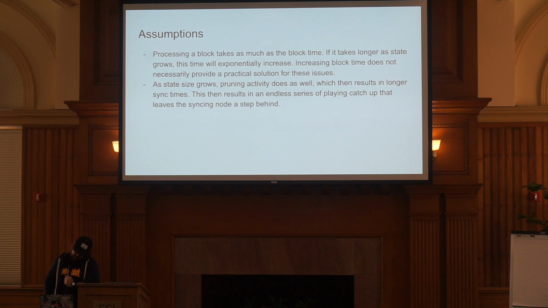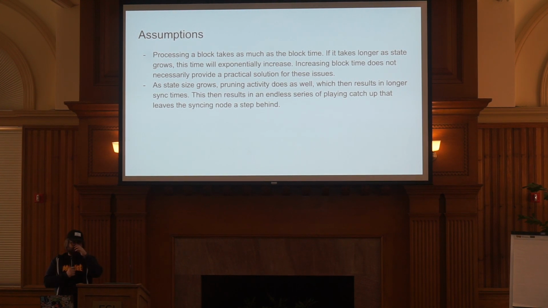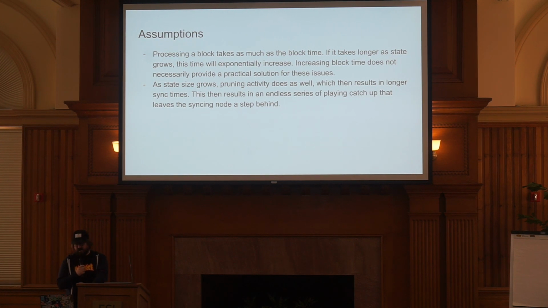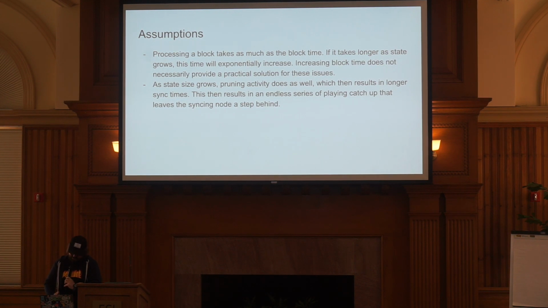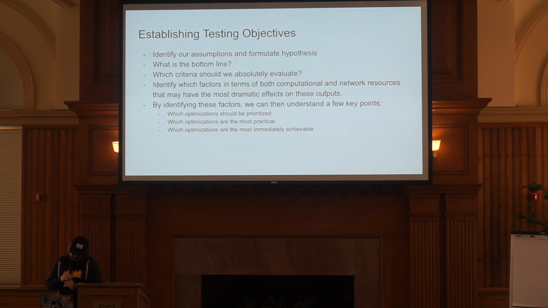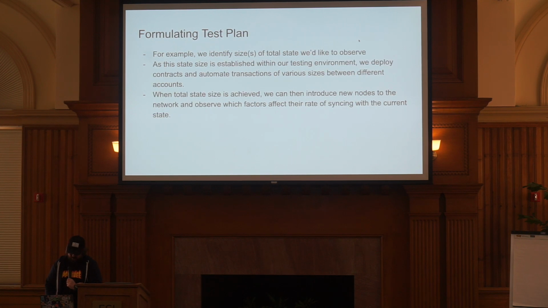So we have some assumptions. These are just my basic assumptions I came up with. I wrote this last night based on some conversations and dialogue from yesterday. Processing the block is redundant because everybody's been talking about it the past 2 days, so I'm not going to go over that too much. I just want to share with you what I'm thinking. First, we should establish our testing objectives, identify the assumptions and formulate the hypothesis. What's the bottom line, which criteria should we absolutely evaluate, and which factors have the most dramatic effects on the outputs? By identifying those factors, we can understand a few key points, like which optimizations should be prioritized, which are the most practical, and which are the most immediately achievable, and I think that's one of the most important.